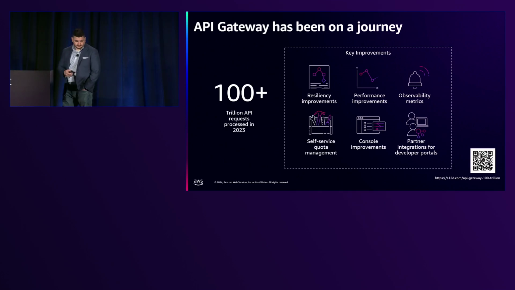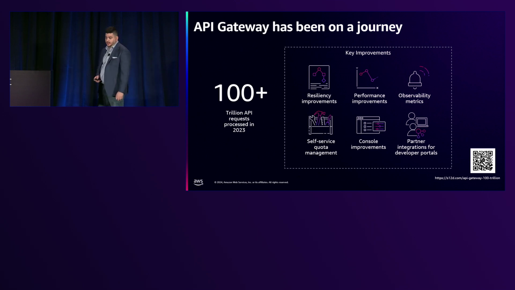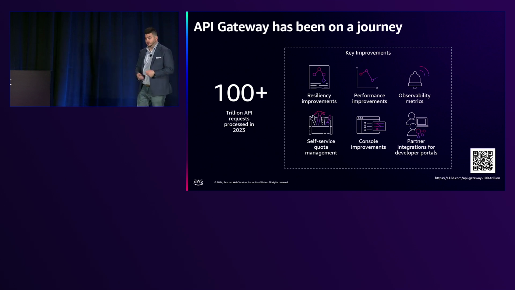API Gateway has been on a journey over the last couple of years. Feel free to take a picture of this, but in 2023, we announced that we had received well over 100 trillion API requests over 2023, and that figure is continuing to grow at a rapid pace. As we continue to scale, we realized we needed to make a series of investments to meet the high standards our customers have on both availability and security. We're going to dig into these next.